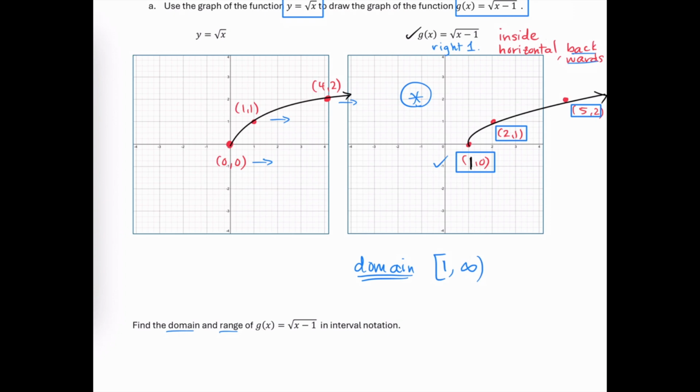As far as the range is concerned, the smallest y element in this collection of ordered pairs is y is equal to 0, and then we get graph from that point up, so from y is equal to 0 to positive infinity, these are going to make up the range elements. Again, we do include the 0 because there is an ordered pair in this collection that has the y value 0.